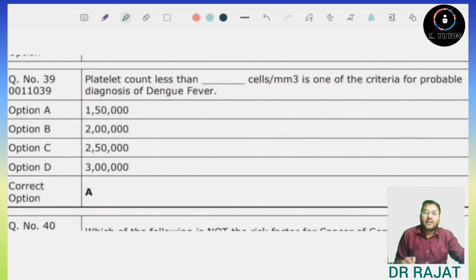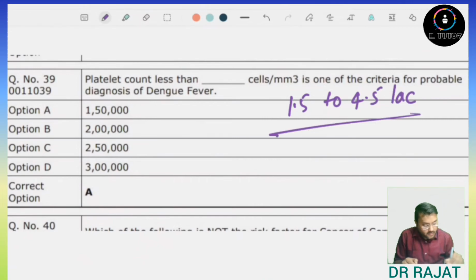Platelet count less than dash is one of the criteria for probable diagnosis of dengue fever. So we know that in dengue fever, platelet count is less than normal, and normal count is 1.5 to 4.5 lakh. So less than 1.5 lakh is one of the criteria for dengue fever. So answer will be option number A, 1,50,000.